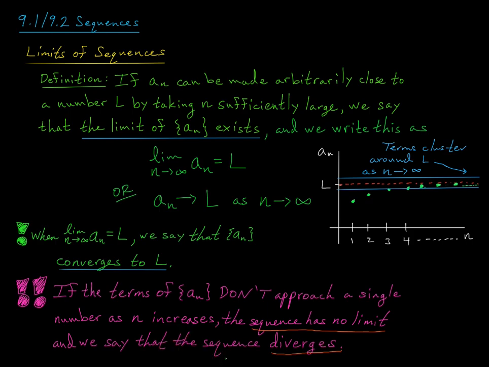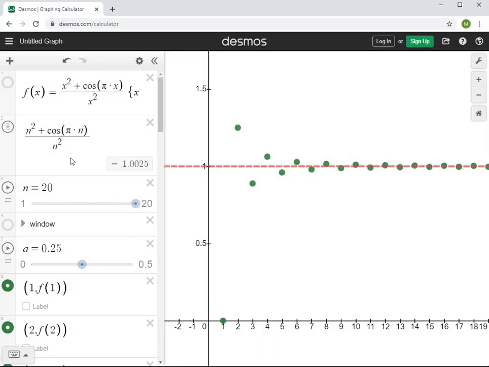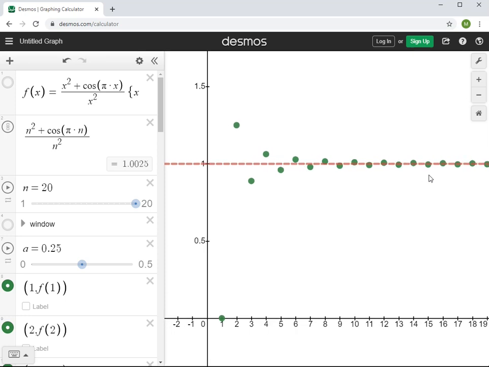Okay, so now here is another example on Desmos. We're looking at the sequence n squared plus the cosine of pi n all divided by n squared. And you can see the terms here in green, and here's the corresponding function as we've discussed. What you can see here from the visual is that the terms kind of dance around this line y equals 1, and the gap between our terms and y equals 1 is decreasing, right? And this has a limiting value of 1.